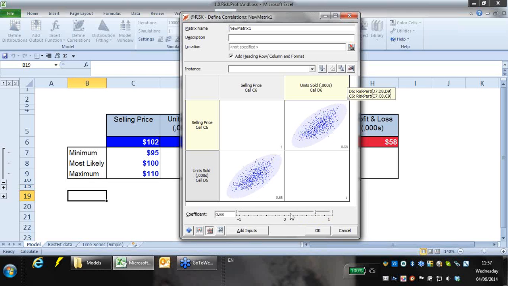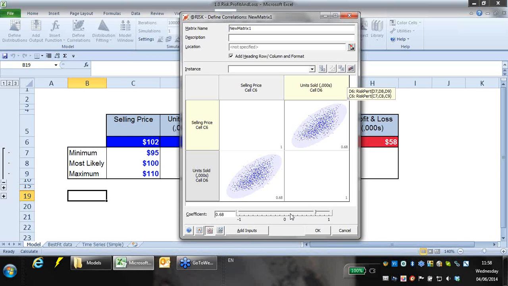As I said when I was talking about the choice of distributions, getting hung up on the absolute perfect correlation coefficient probably isn't worthwhile. Is it really going to make that much difference whether it's 0.7 or 0.71, bearing in mind that your model is going to be wrong anyway, because we're talking about the future and uncertainty? So don't get too worried about getting the exact correlation coefficient.